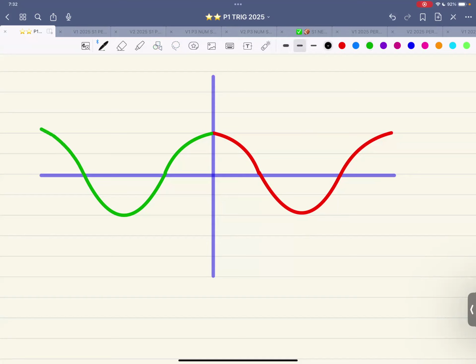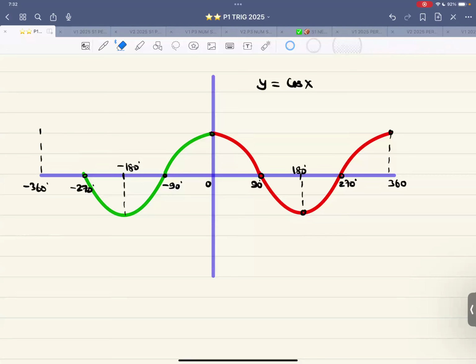So now let me label it again. This is y equals cosine x. This is 0, 90, 180, 270, 360, 5 major points. This is 0, negative 90, negative 180, negative 270, negative 360. And this last part is not that smooth, so let me draw it like this.